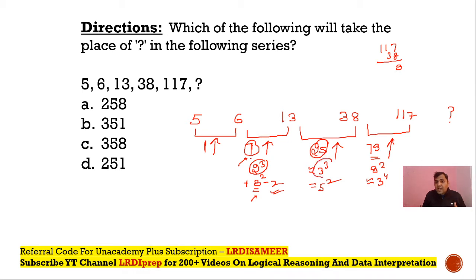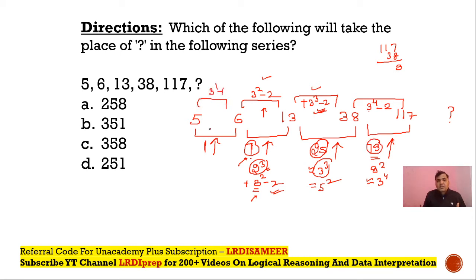If I'm adding 3 cube here, then this must be addition of 3 cube minus 2. It's only a possibility. But if there's a 3 cube minus 2, I also need to write this part exactly in this pattern. Is it possible? Yes, this can be written as 3 square minus 2. So if this is 3 square minus 2, this is 3 cube minus 2, this must be 3 power 4 minus 2. Is it correct? 3 power 4 is 81. 81 minus 2 is 79. That's correct. So this must be 3 power 1 minus 2, and the power is also increasing by 1. So this is getting fixed here.